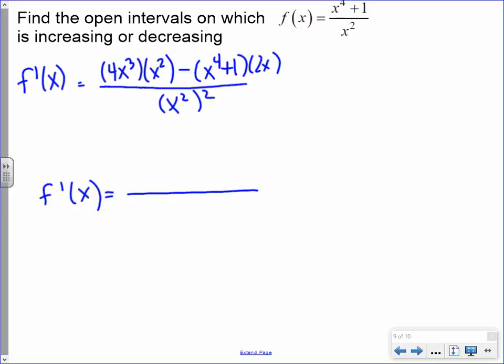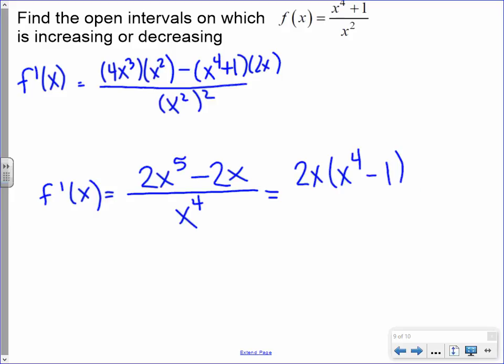All right, Logan, what is your simplified derivative? 2x to the fifth minus 2x over x to the fourth. Do you agree with that? What I would probably do, I would factor out a 2 and an x from the numerator. And technically, you could reduce this by an x. If you didn't reduce it by an x, you're still going to get the same critical point. It's not going to be a huge deal, but that is a possibility.